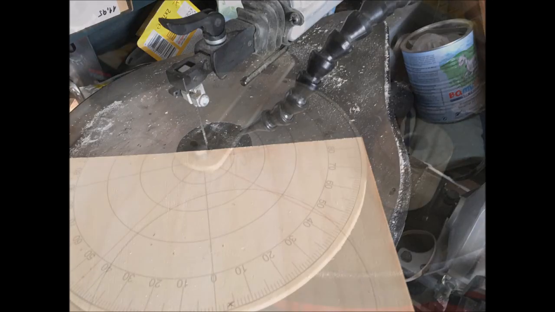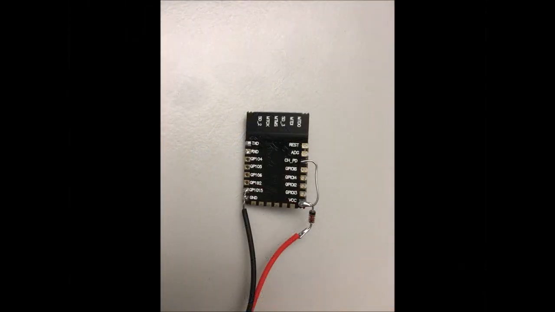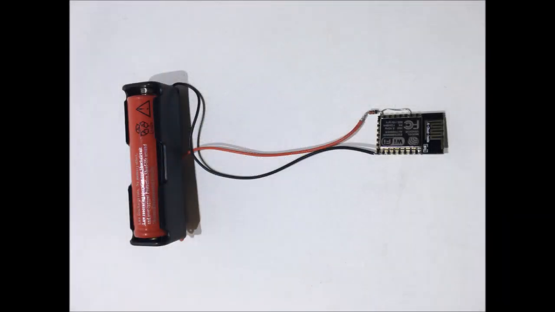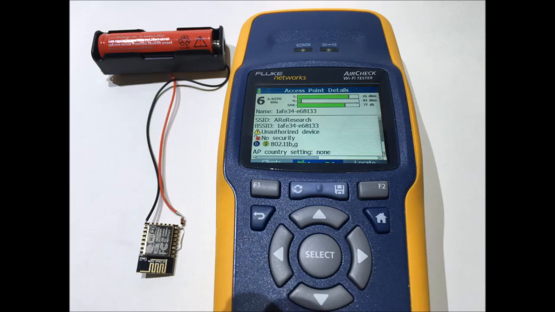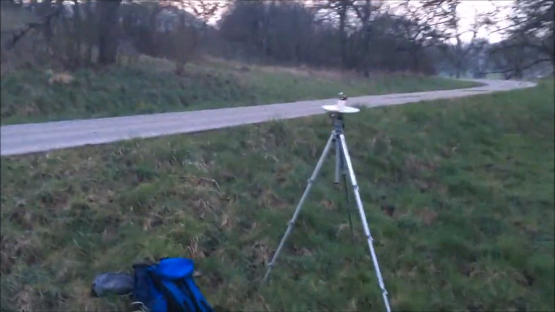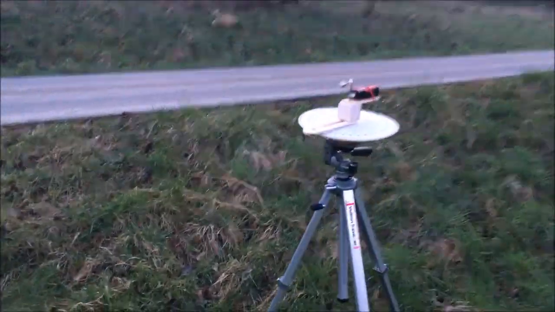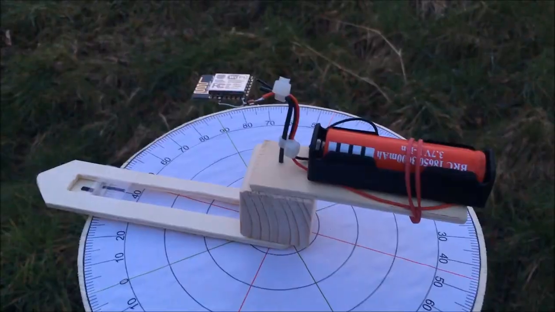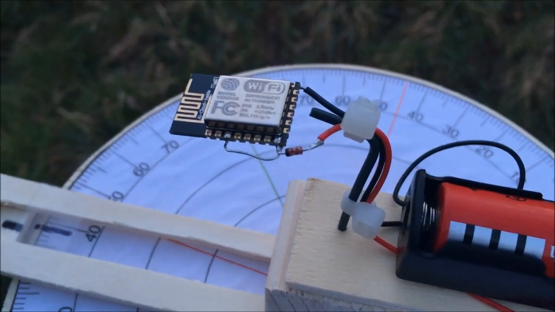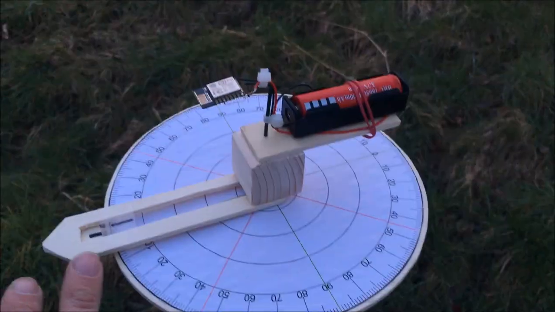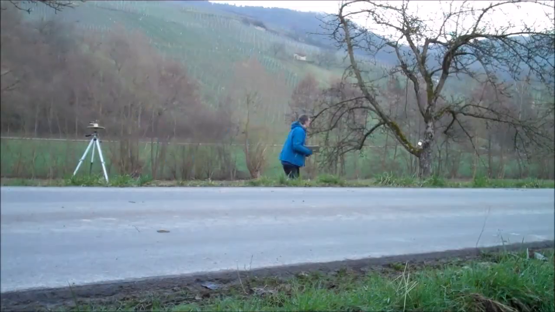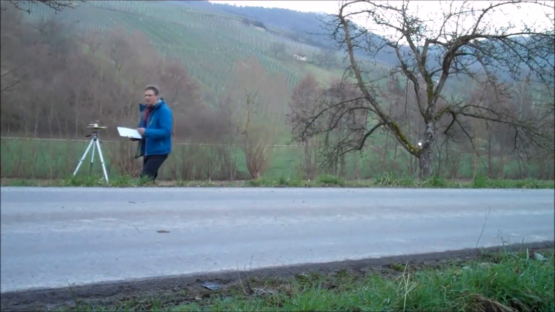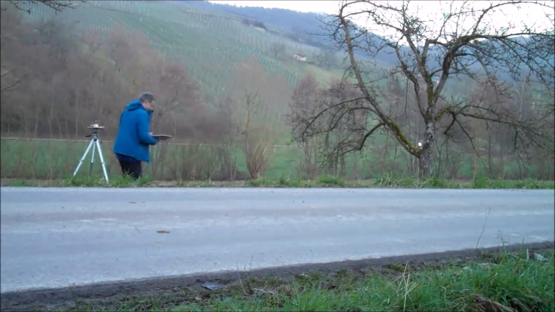I've been interested in the radiation pattern of this ESP-12 module for quite some time, and over the weekend I built a contraption and had a Fluke AirCheck at my disposal to try it all out. So as soon as the rain subsided, I took it out into the field and took a few measurements, which took quite a while because I recorded all the signal strength values versus the angle manually.